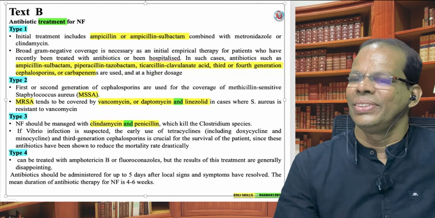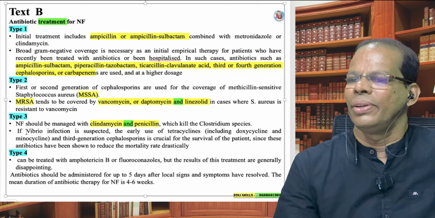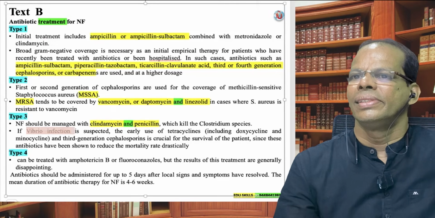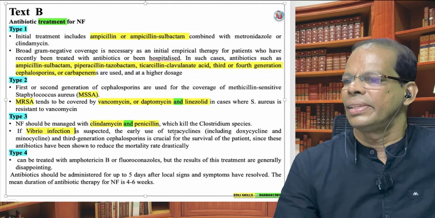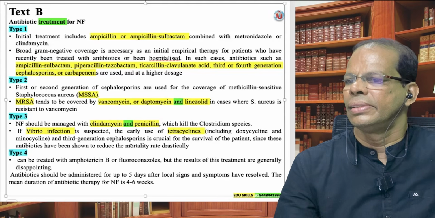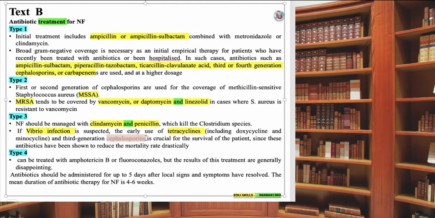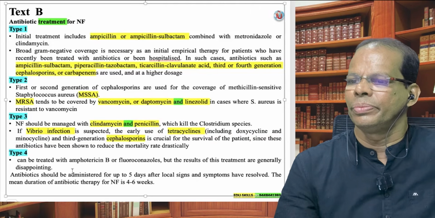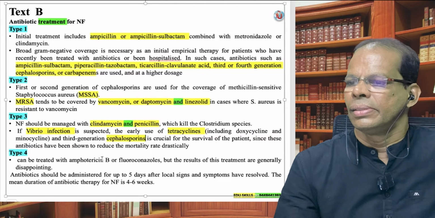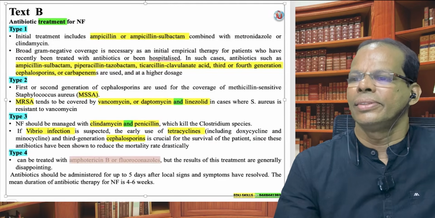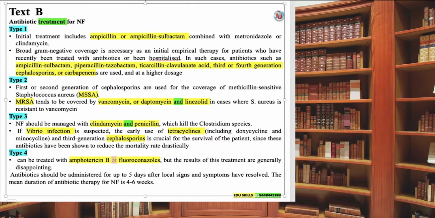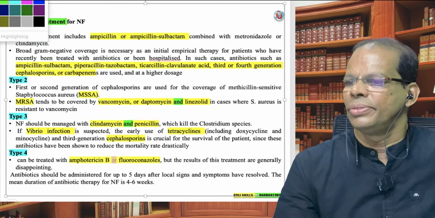Then if Vibrio infection, the condition is tetracycline. Doxycycline and minocycline. This is also medicine, right? Yes, sir. Cephalosporin. Since these antibiotics have been shown to reduce the mortality rate statistically. Type 4: Amphotericin B. Again, there is a conjunction, right? Yes, sir. Or. Possibility. All may not be the answer, but 1 or 2 of these 3 must be the answer, I believe. Okay, all need not be.